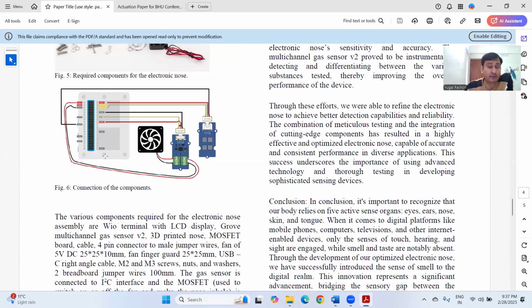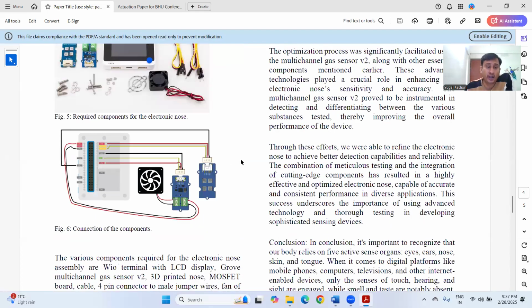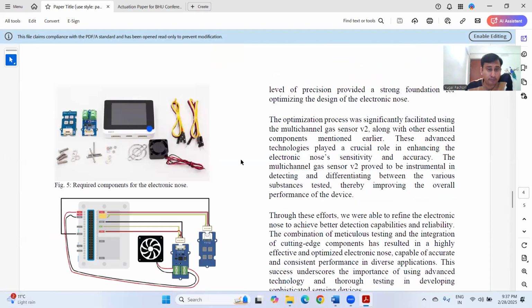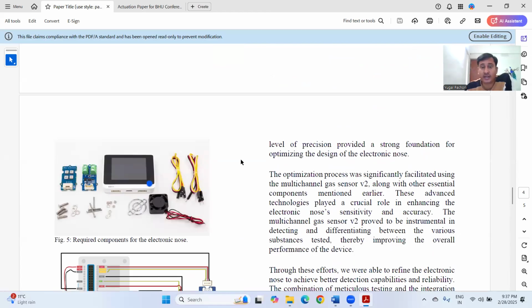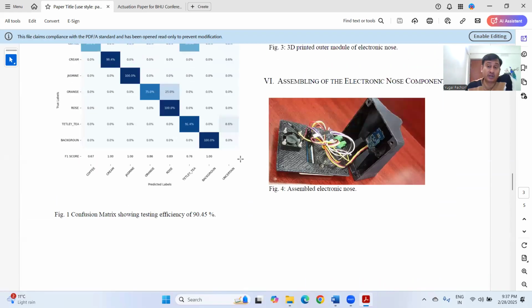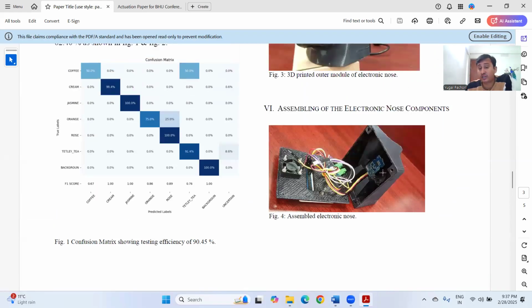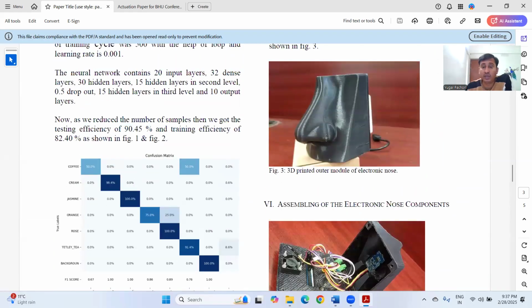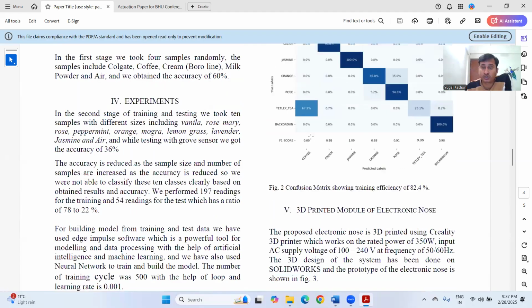Some of the images you can download from the internet and you can cite them. There is no harm in that, and the paper is accepted, but try to use as many of your own images as possible so that there is no copyright image. A conference paper should have plagiarism less than 20%. Then only it is accepted. You can see this particular image was clicked by me, this image was clicked by me, and this confusion matrix was created by one of my machine learning experts.